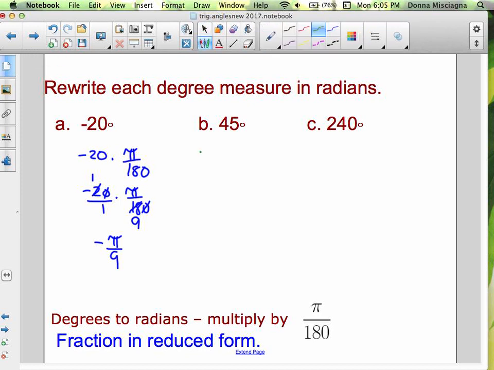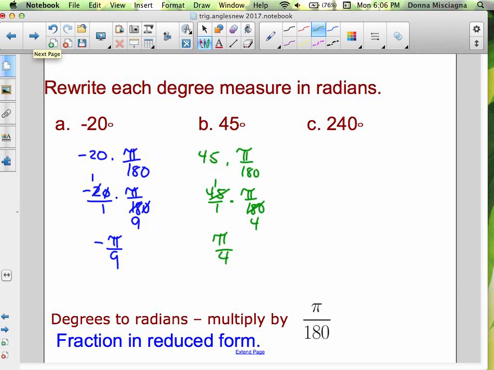45 degrees. So we have 45 times pi over 180. And like I said, if you like the 1 underneath, if it visually helps you out, go ahead and do that. We could reduce 45 and 180. Right? So 45 goes into 90 twice. It's going to go into 180 4 times. Right, so in radians, 45 degrees is pi fourths. And that makes sense. On the last page I told you 90 degrees was pi halves. 45 is half of 90, so pi fourths is half a pi halves.